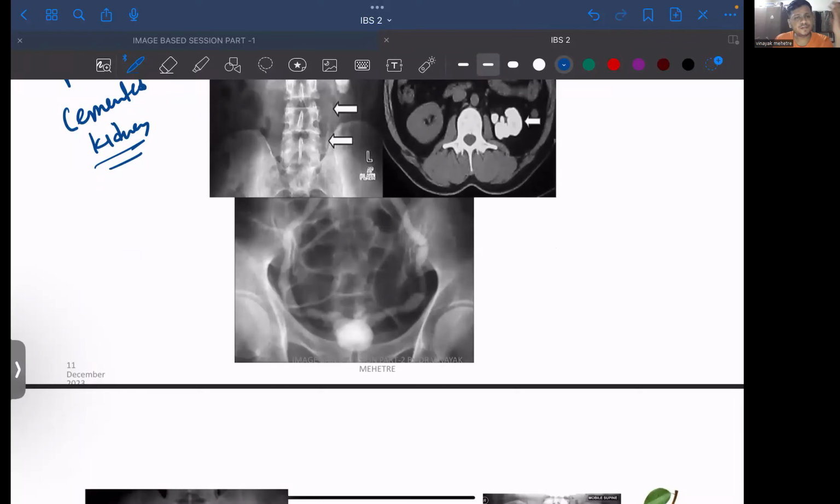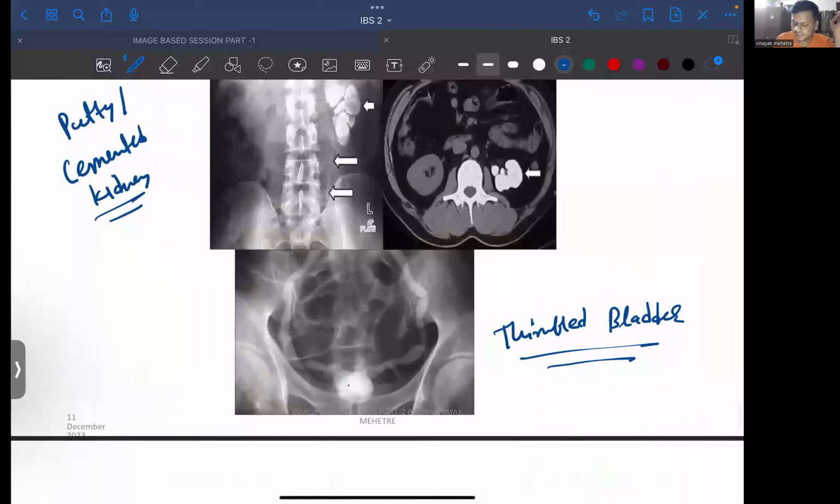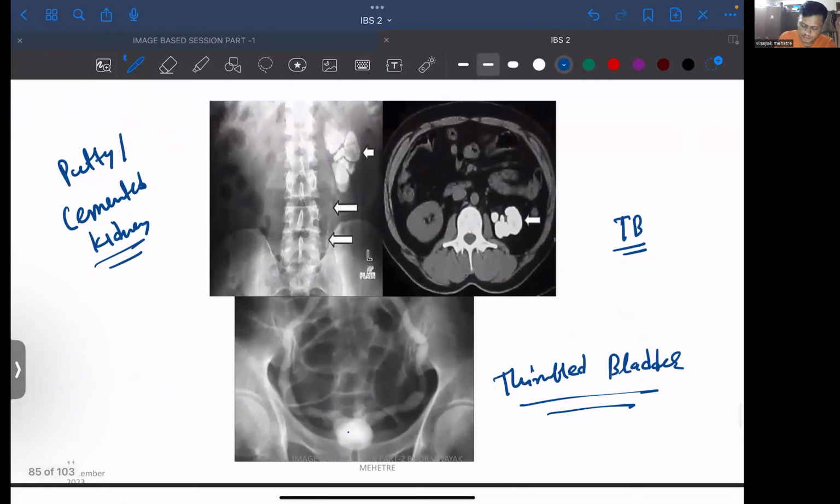X-ray of urinary bladder looks like what? It looks like a dot. Okay, it looks like a dot. It is called thimble bladder. Thimble bladder. It is seen in, both are seen in what? It is seen in TB. Okay, all of these are seen in TB.